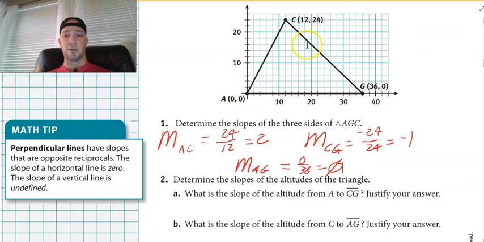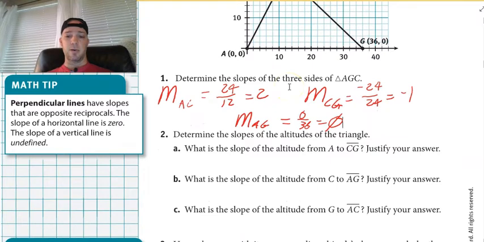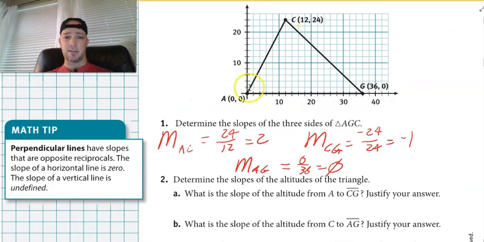So we need to figure out what the slopes are, and then we can use those slopes from the opposite vertex to draw those. So let's go ahead and do that. What is the slope of the altitude from A to CG? So what is the slope of this one right here going to be? Well, all I need to do is take the slope of CG, find the opposite reciprocal, and I'll have the slope that goes from A to CG. So let's go ahead and do that.